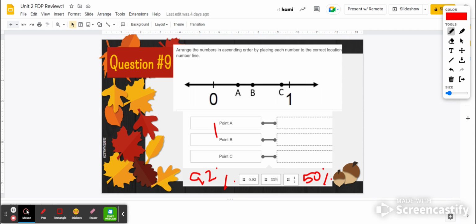So point A is going to be my lowest at 33. Point B is in the middle, so we know that is 1/2 or 50%. And then point C is where that is really close to that 1, or if we really want to look at it a different way, we say 100. And we know that we have this 0.92, 92 hundredths.